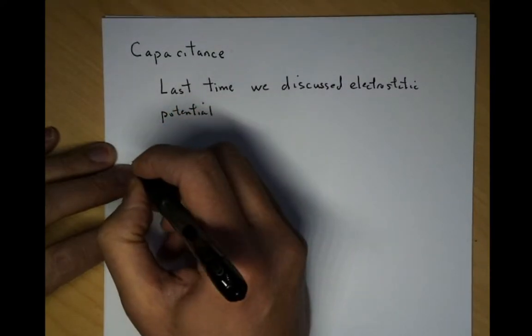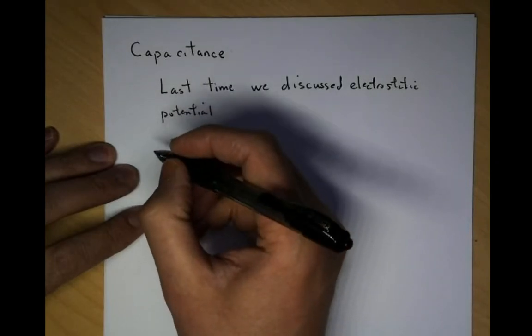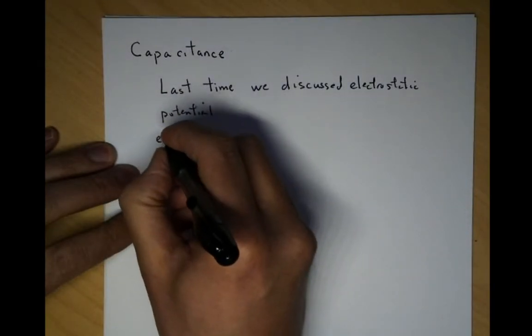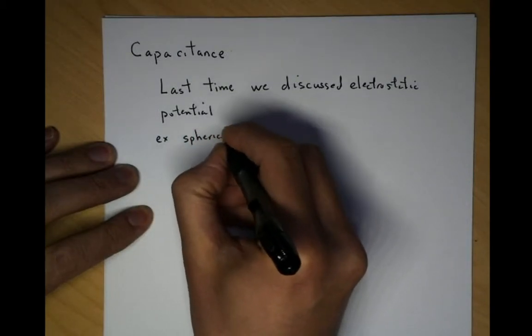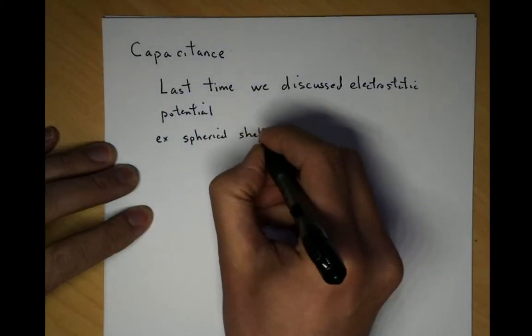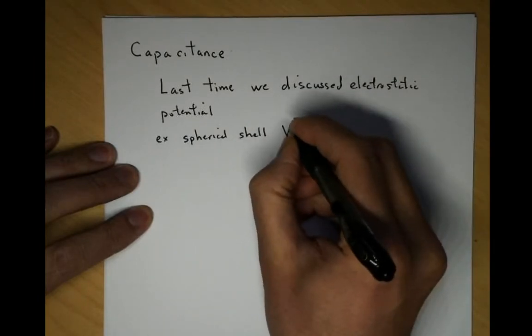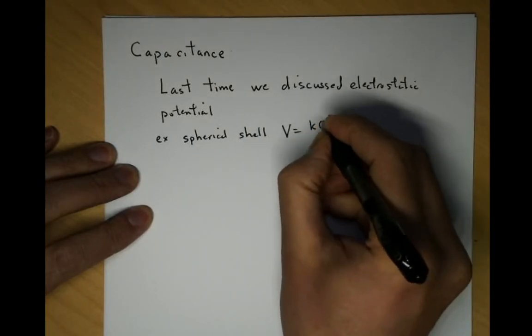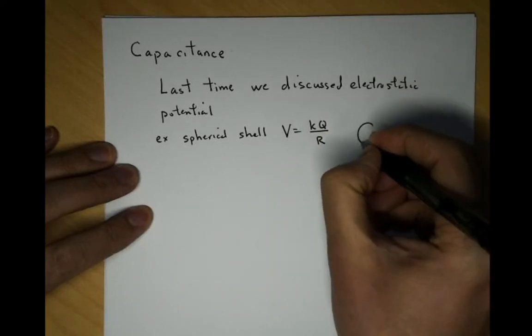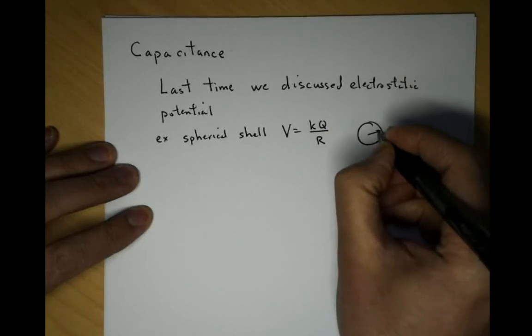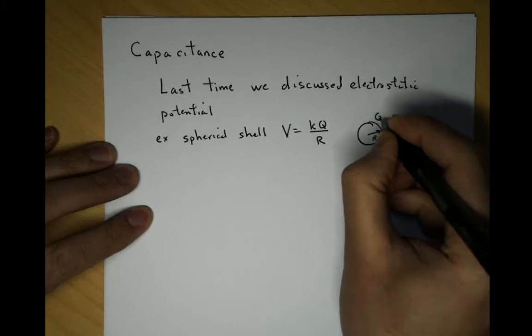And so let's go through some of these, for example, the spherical shell. V is equal to K Q over R. Okay, shell, radius R, say, charge Q.